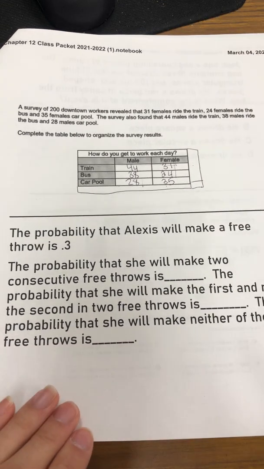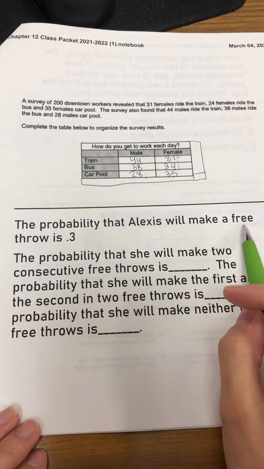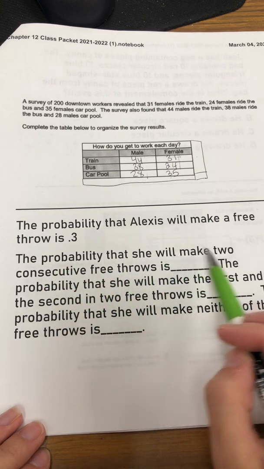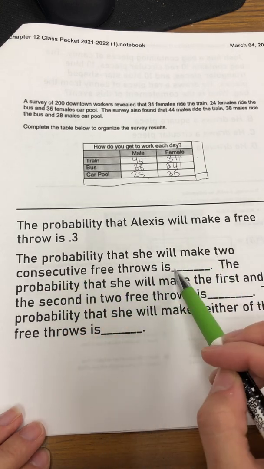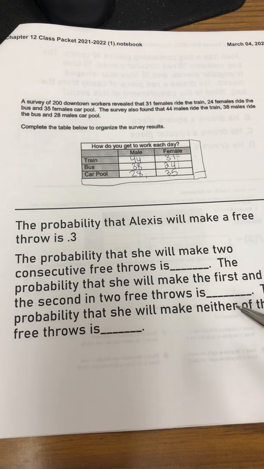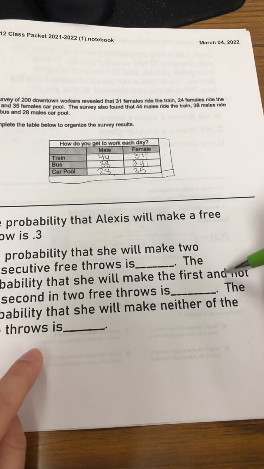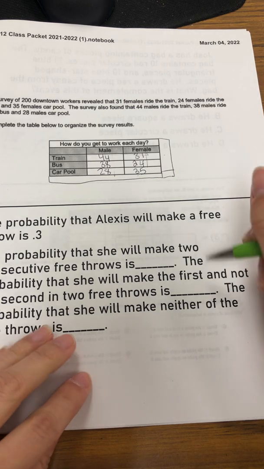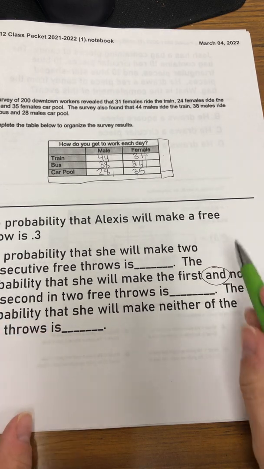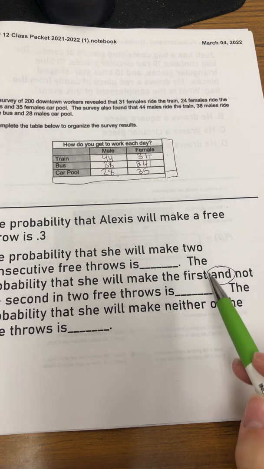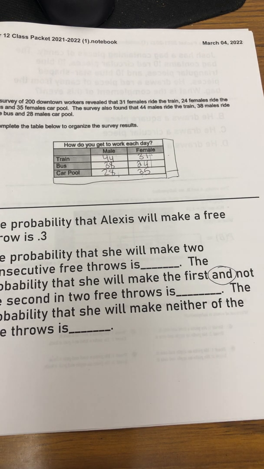Okay, last question. The probability that Alexis will make a free throw is 0.3. The probability that she will make 2 consecutive free throws is, so, down here, if I go a little further, let's see, I see the word and. Like on page 1, if we saw the word or, that means we add the probabilities together. If we see the word and, we're multiplying.